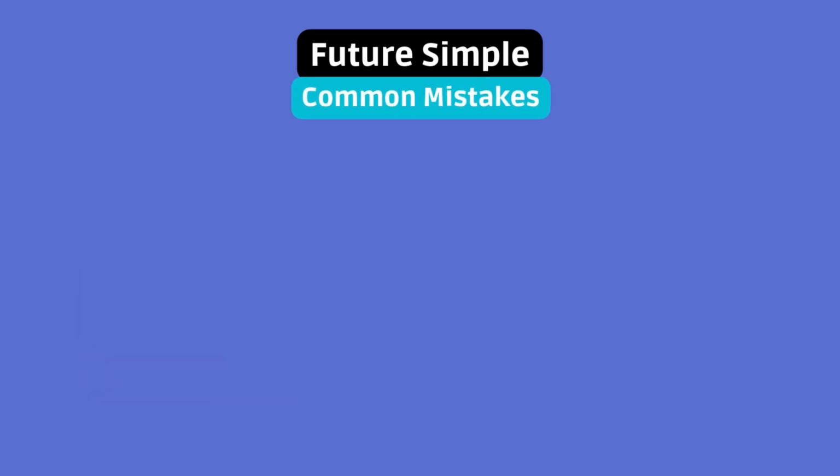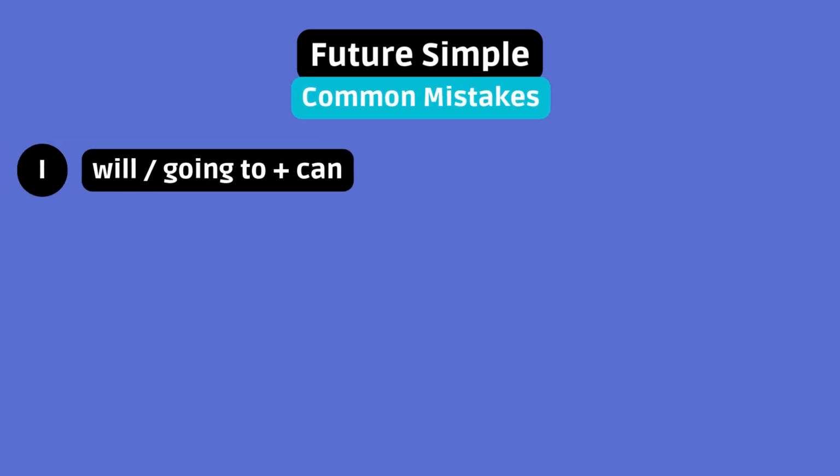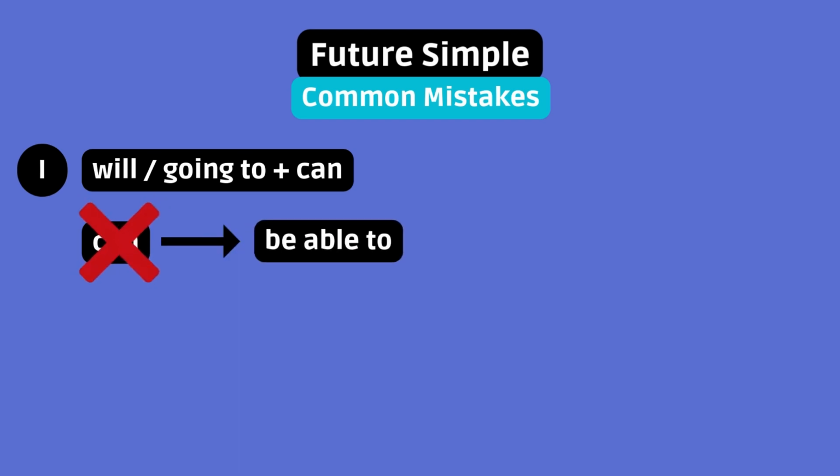Common mistakes. Will or going to plus can. The modal verb can just doesn't fit in the future simple. Go for be able to instead. This will allow you to express a future possibility or capability. You just have to remove I, will, can from your vocabulary. They're not compatible. It's like mixing oil and water.